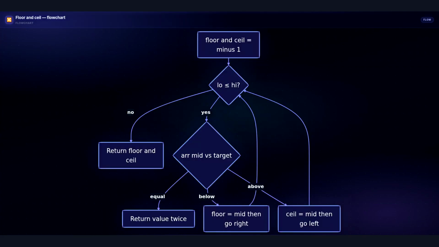The plan in one picture. Start floor and ceil at -1. Compare the middle to the target. If equal, it is both. If below, save it as floor and go right. If above, save it as ceil and go left. When the window closes, return the pair.